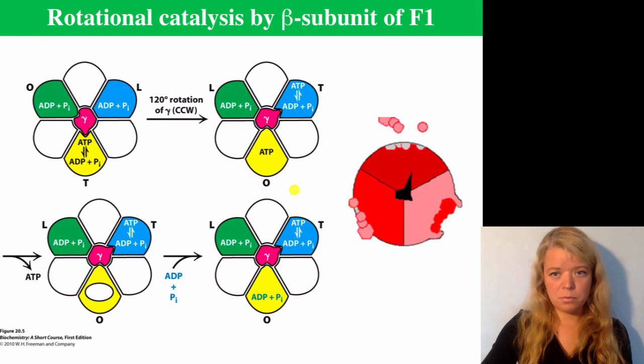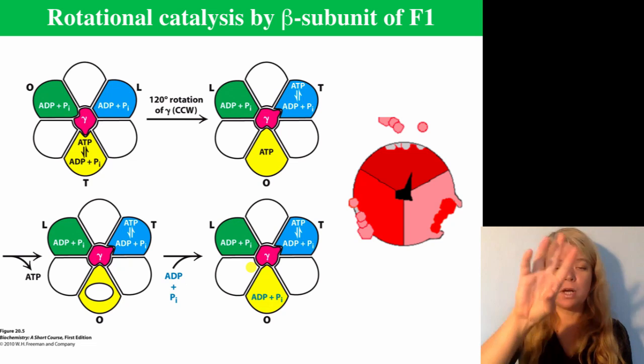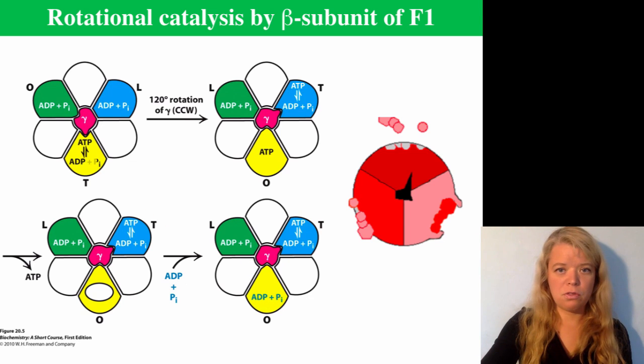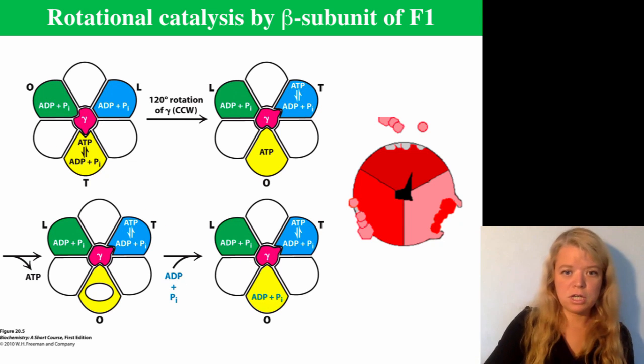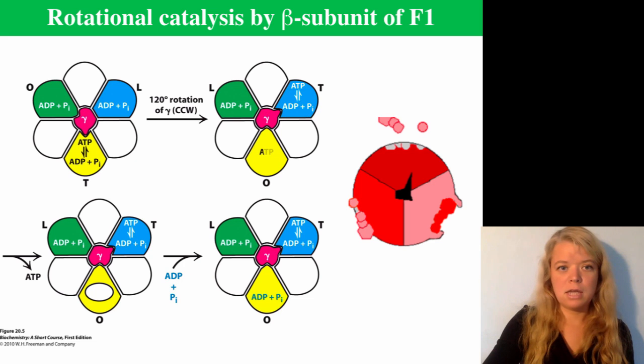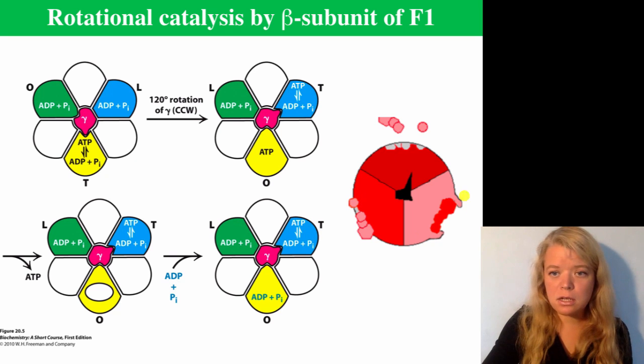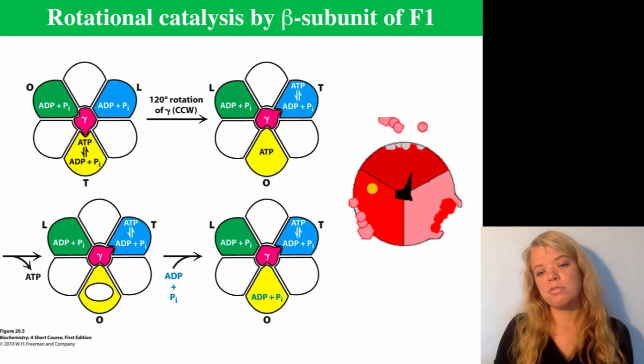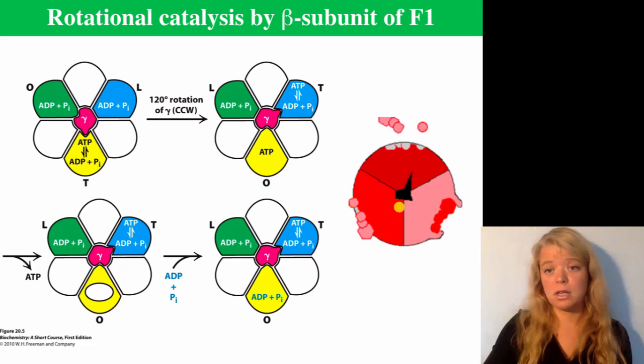And this is a summary from your book of how this is happening. You can see how there's a rotation occurring here. The ATP is released in the open side, so the open side becomes the loose side, then becomes the tight side, and so forth. And this is a GIF image I got from Wikipedia, which also shows the same idea.